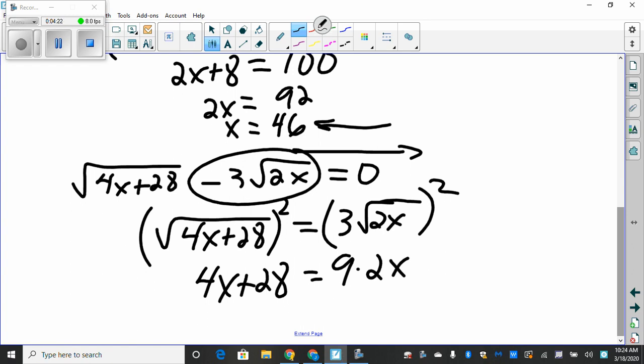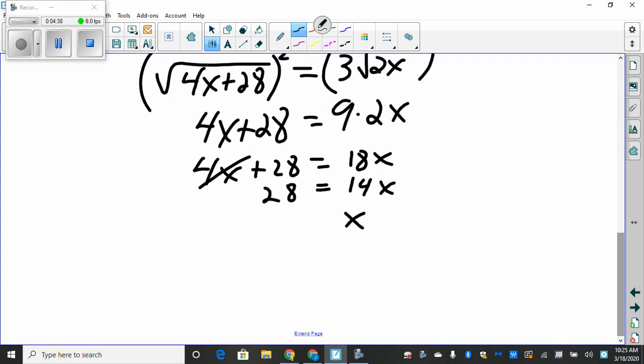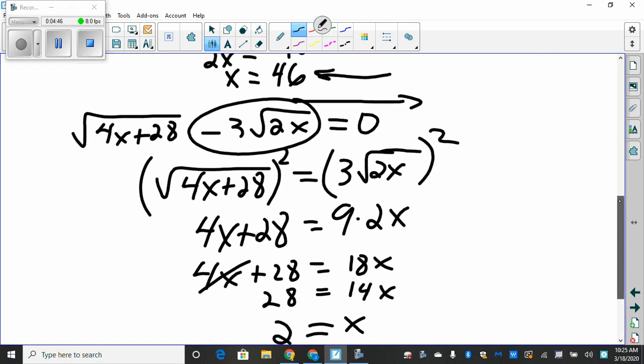Square root of 2x squared, so that'll be 18x, right? So I'll have 4x plus 28 equals 18x. Subtracting the 4x, I'll get 14x equals 28, which means x should equal 2. But we should really try to check that, just to make sure it's going to work in the original problem.